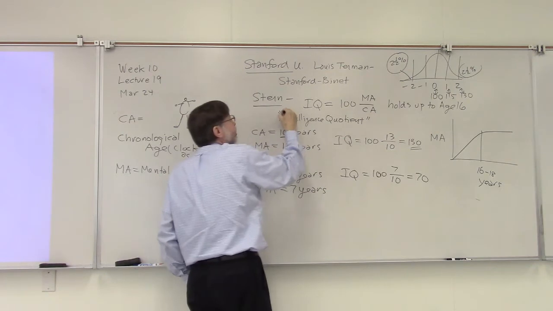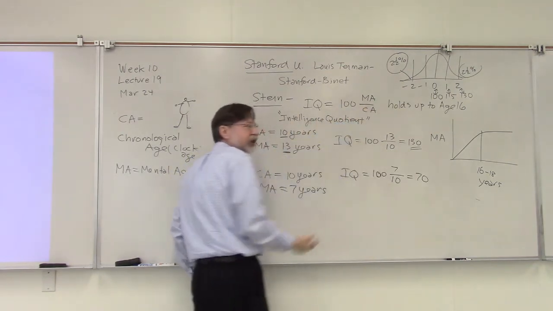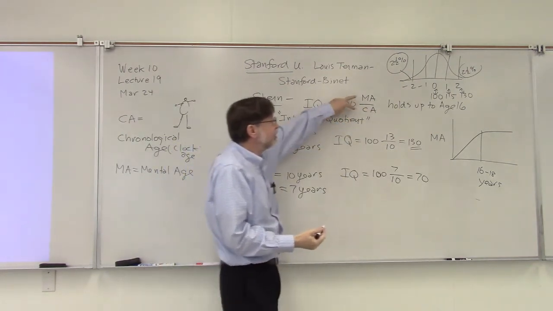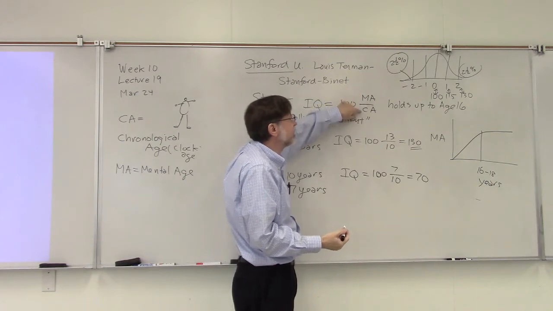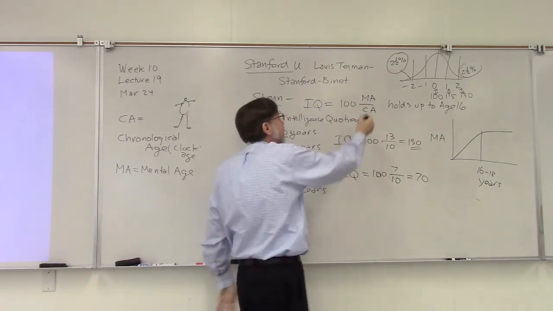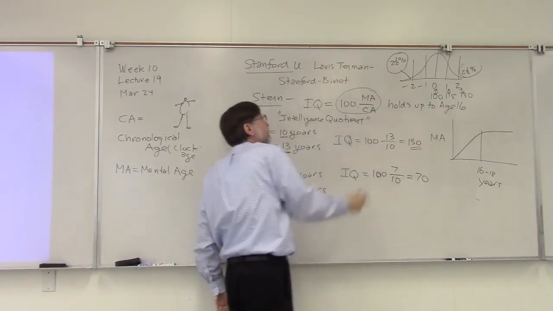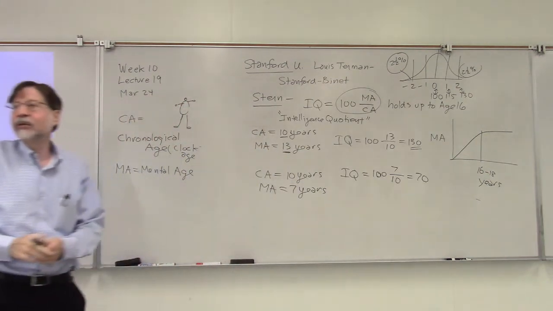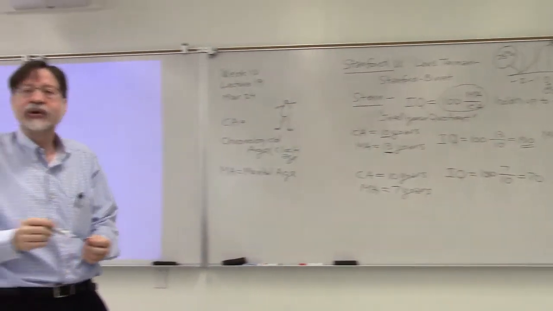And why is it a quotient? Because instead of taking a difference, that's what Binet had been doing, he takes this ratio of mental age to chronological age, multiplies it by 100. It gets called a quotient. And when people talk about IQ, IQ stands for Intelligence Quotient. We get this number.